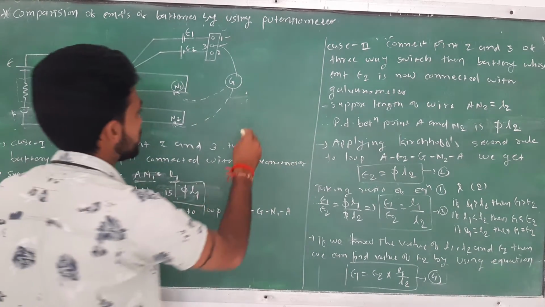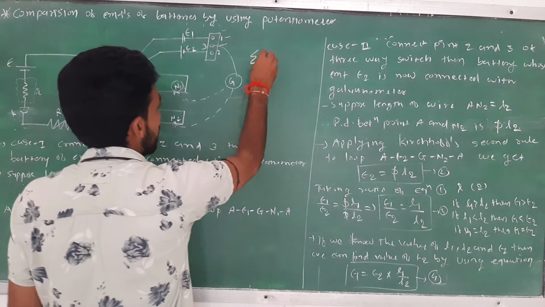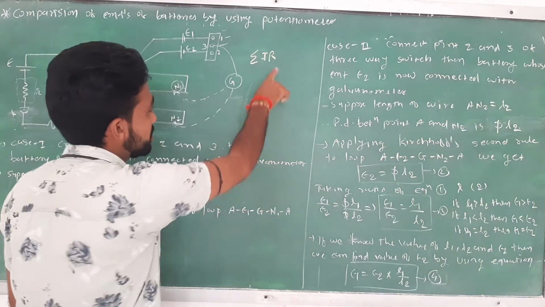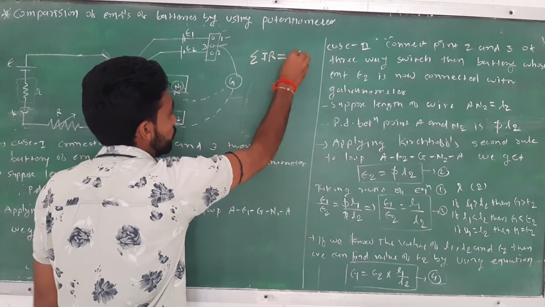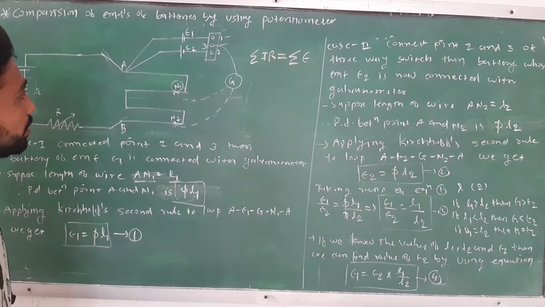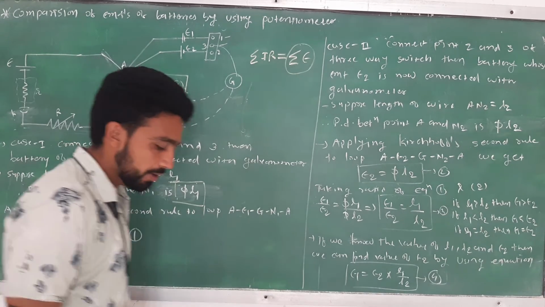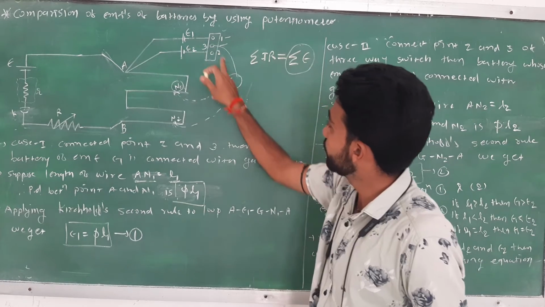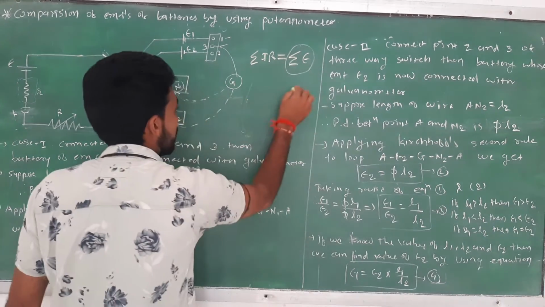Once again I repeat, what is the second rule of Kirchhoff? That is, the summation of potential differences across the resistors is equivalent to the summation of EMF of all batteries. But for this loop, A, epsilon 1, G, N1 and A, we have only one battery, and that EMF is epsilon 1. So you can write like this.